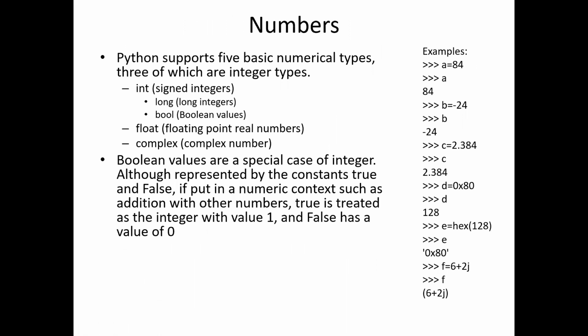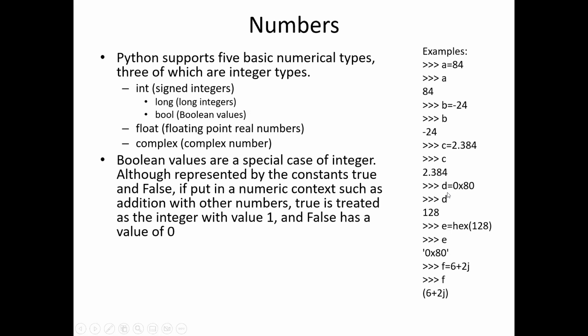Numbers. Python supports 5 basic numerical types, out of which 3 are integer types. That is int, float, and complex. Under integer, it supports signed integers, long, and boolean. Under floating, it supports floating point real numbers and complex numbers. In mathematics, we use the character i to represent complex numbers, but in Python, we use j for representing complex numbers. We can even use hexadecimal values in Python language.